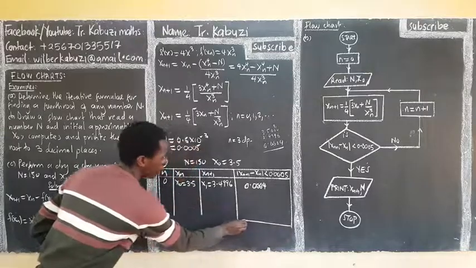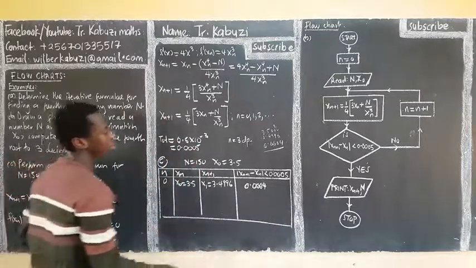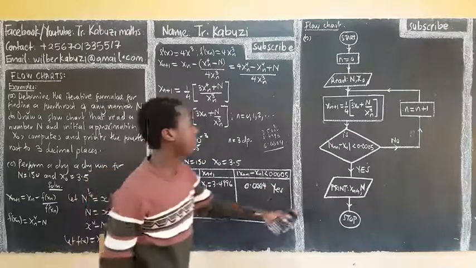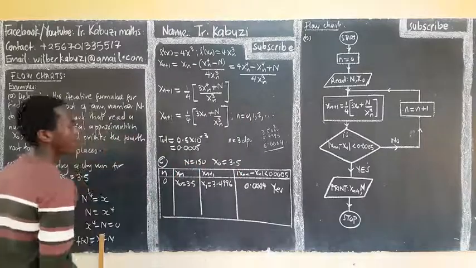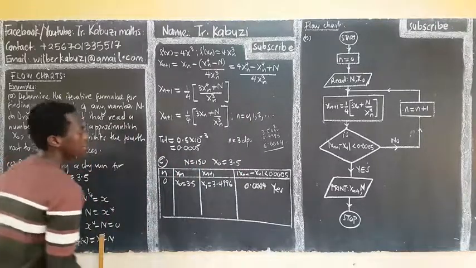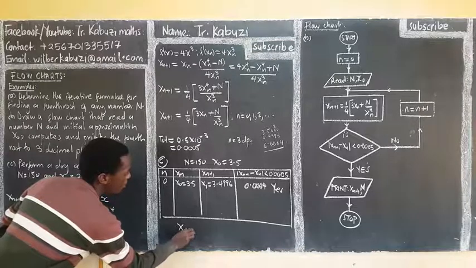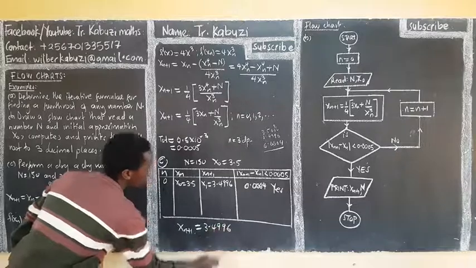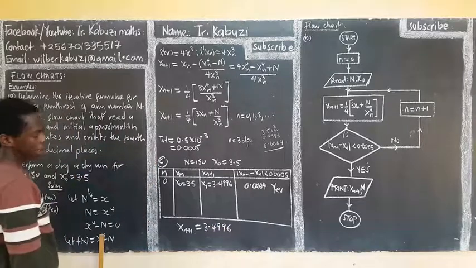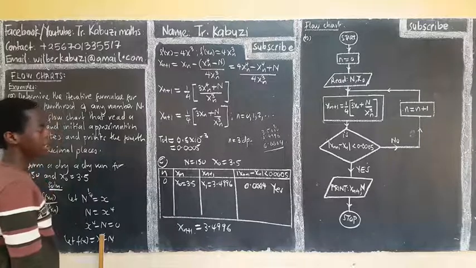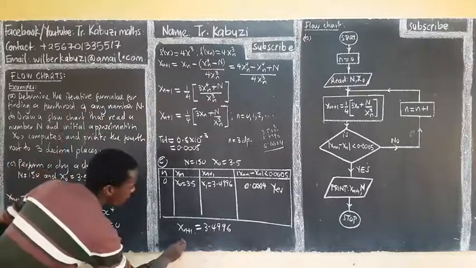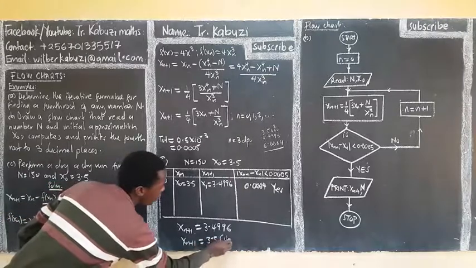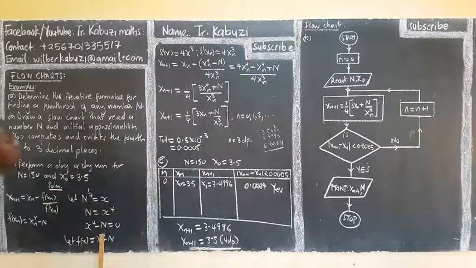So now I close my table because the tolerance check, this one is a yes. If it's yes, print x(n+1). Meaning that what I'm going to print is this. x(n+1) is going to be 3.4996. Now they want us to 3 decimal places, which will give to 3 decimal places, and it becomes the original root. x(n+1) becomes 3.5 to 3 decimal places, and we are done there.